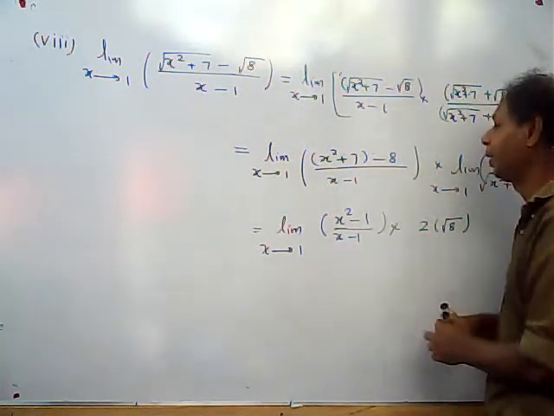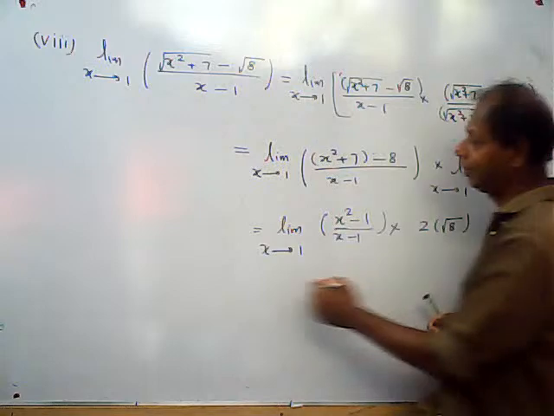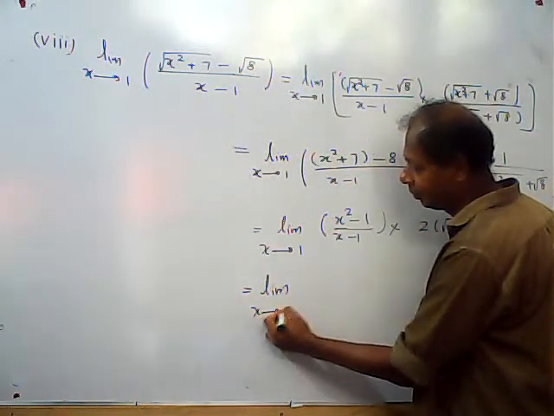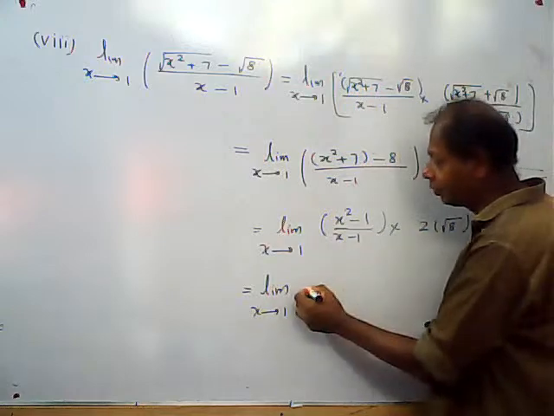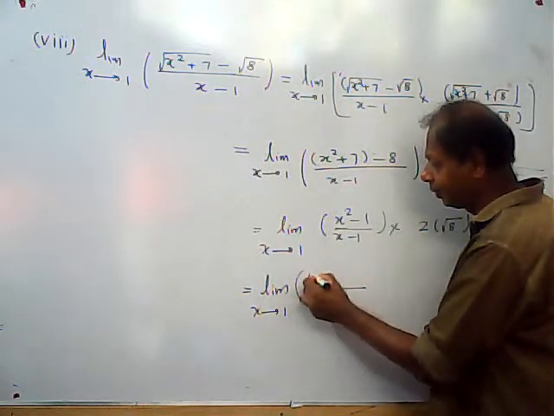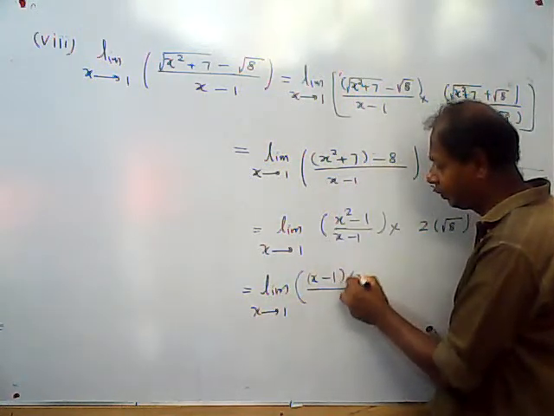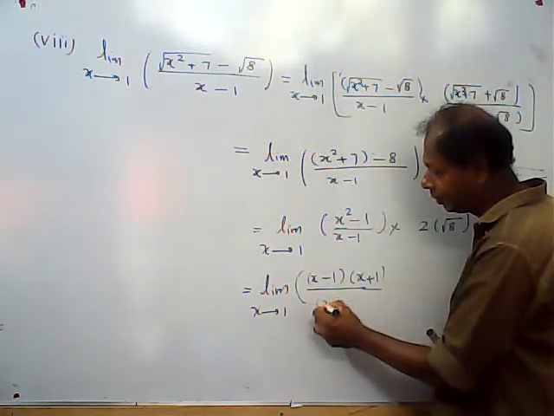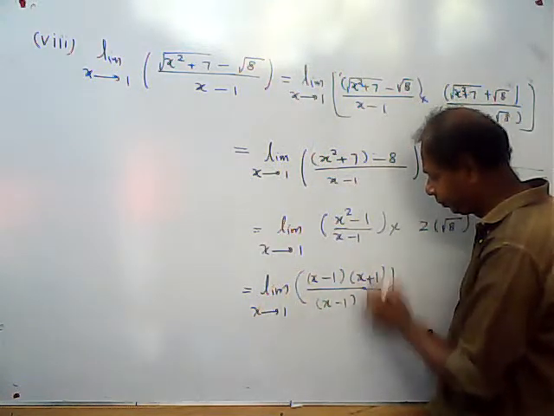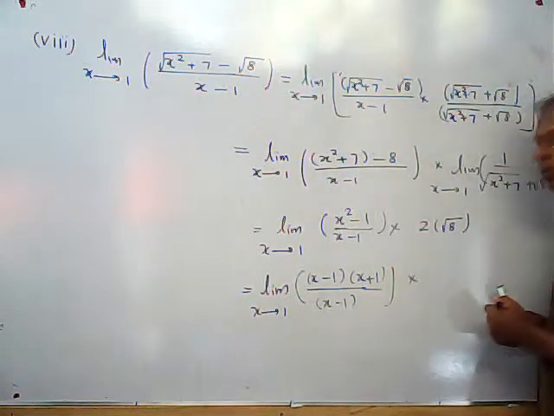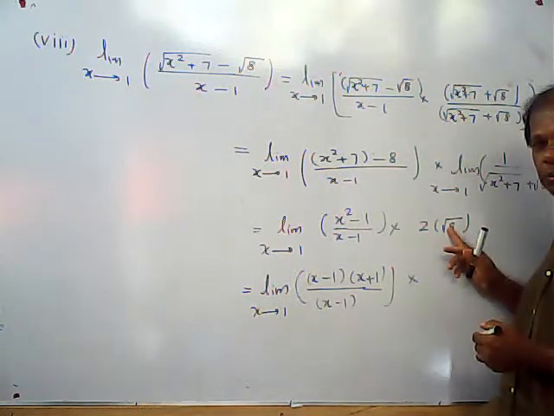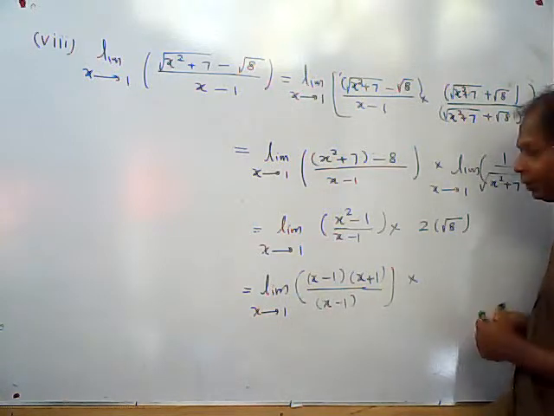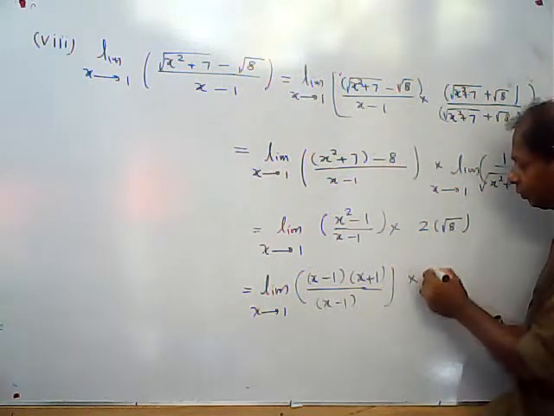Now to get rid of that, our technique is we write this as difference of squares. x minus 1, x plus 1, divided by x minus 1, into this one. Root 8 is again 2 root 2. Root 8 is 2 root 2 altogether. That gives 4 root 2, right? 2 into root 8 is 4 root 2.